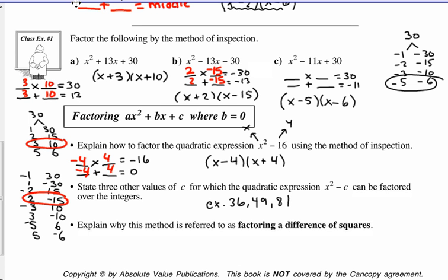Okay, so explain why this method is referred to as factoring difference of squares. Because they have to be perfect squares. And when we're talking about the c value, and the middle term, obviously, 0, they're going to be the same number. Okay, turn the page over.